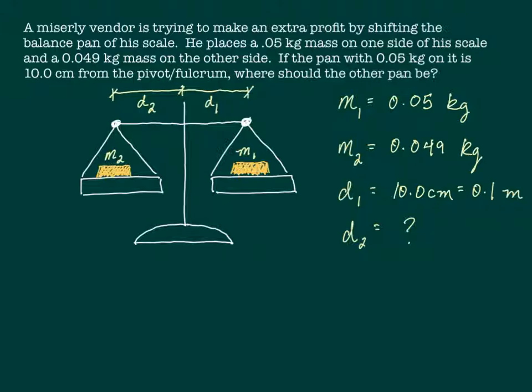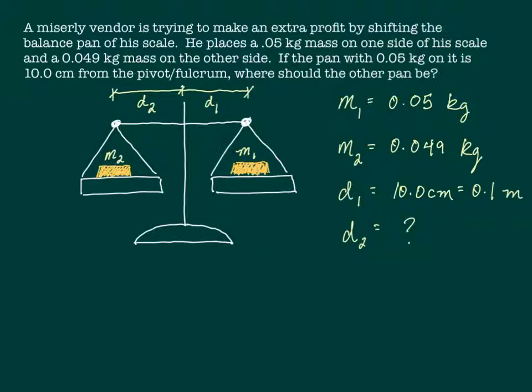But the scenario is irrelevant. We just want to focus on the physics. So he places a 0.05 kilogram mass on one side of his scale and a 0.049 kilogram mass on the other side. If the pan with the 0.05 kilogram mass on it is 10 centimeters away from the pivot point, which is right here, where should the other pan be so he can make those few extra coins that he wants to make?